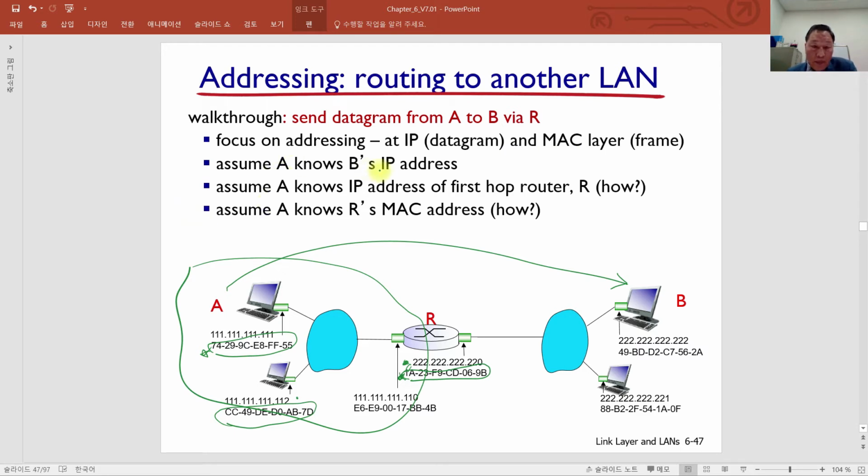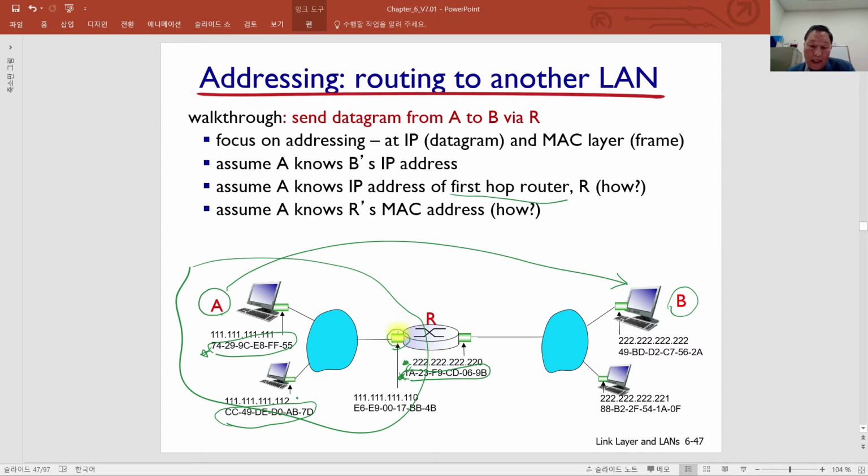Assume A knows B's IP address. This one has the IP address for B. And assume A knows the IP address of the first hop router. The first hop router is this one, the gateway router. How?